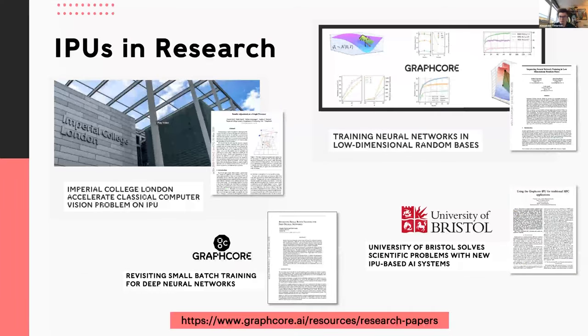Finally, just to wrap up the collaborations here, we have a few other nice stories, some of which are neural network based. So low-dimensional random bases, top right there, and also looking at small batch training. That's our own research team looking at how we can utilize small batch sizes to train models more efficiently. Quite often, large batch sizes don't necessarily give you the best result. The top left is actually not a neural network at all. It's more classical computer vision.